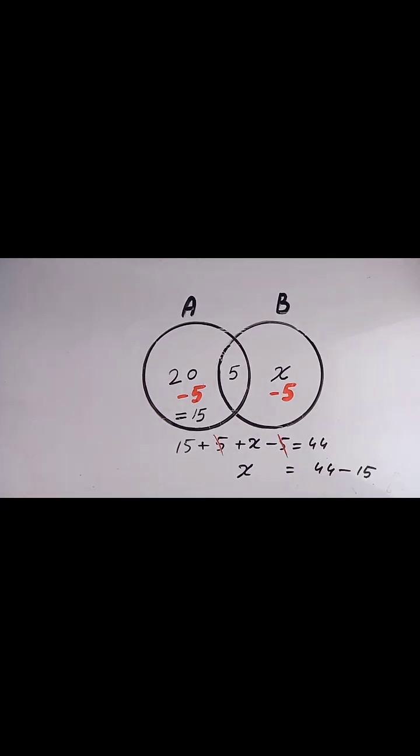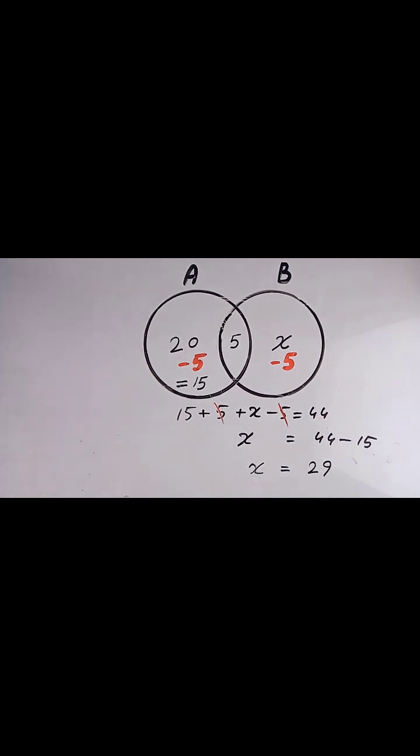प्लस और माइनस का 5 एक दूसरे से कट हो गया. x इक्वल टू 44 माइनस 15, x इक्वल टू 29. So 29 is the number of members of set B. क्योंकि हमने उसे रिप्रेजेंट किया था वेरिएबल x के साथ. This way we have found the number of members of the set B, which is 29.